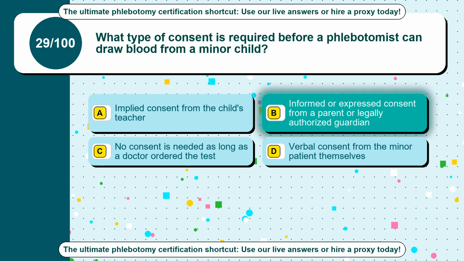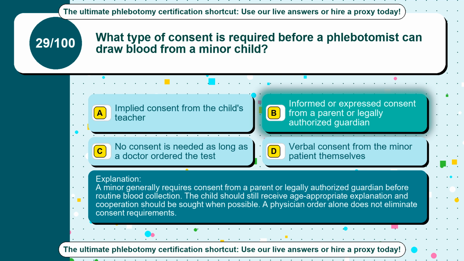The correct answer is option B. Informed or expressed consent from a parent or legally authorized guardian. A minor generally requires consent from a parent or legally authorized guardian before routine blood collection. The child should still receive age-appropriate explanation and cooperation should be sought when possible. A physician order alone does not eliminate consent requirements.